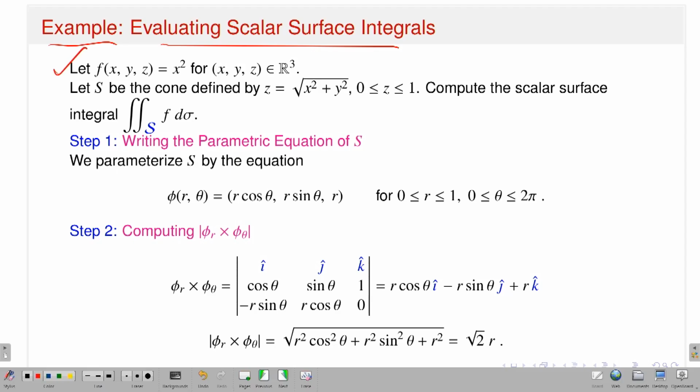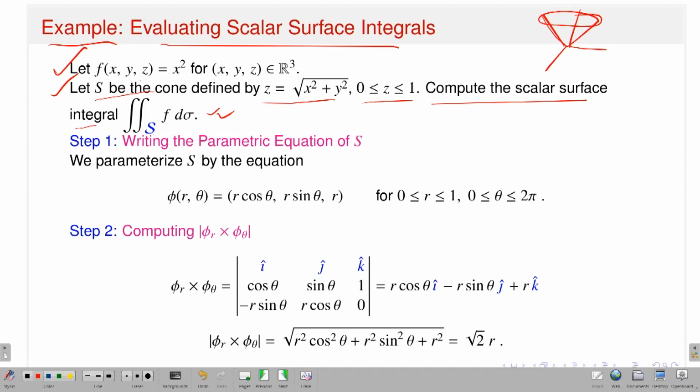So what is my function? This is the integrand, which is given as f of x, y, z equal to x squared, with x, y, z running over R3. Now, S is the cone, that is, z is equal to the square root of x squared plus y squared, with z running from 0 to 1. In the picture, z equal to 0 is a point, so it should look like that. Okay.